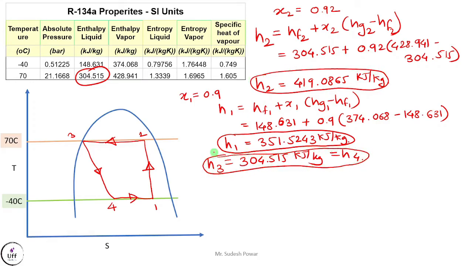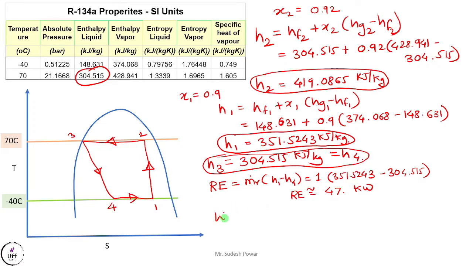Same thing. Then as per the question, we want to find out what is the refrigerating effect for this case. So that is nothing but mass flow rate of the refrigerant into H1 minus H4. So we can put the values. Mass flow rate is 1. H1 we got as 351.5243, and H4 it is 304.515. So refrigerating effect we are getting almost 47 kilowatt.